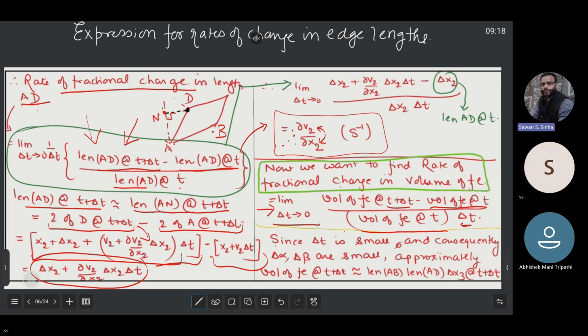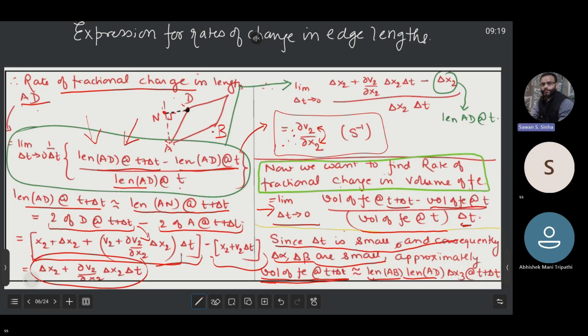I present some arguments. Since delta t is small and consequently delta alpha and delta beta are also small, I'm going to approximate the volume of the fluid element at t plus delta t simply as the product of the length of AB, the length of AD, times delta x3, which is the dimension of the fluid element in the third direction at t plus delta t.